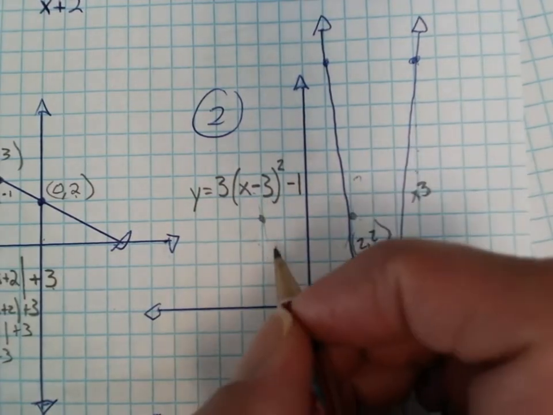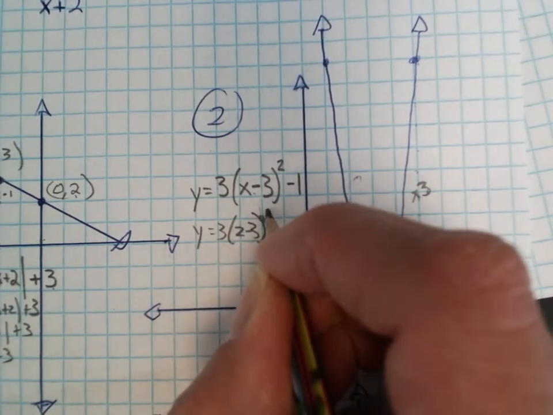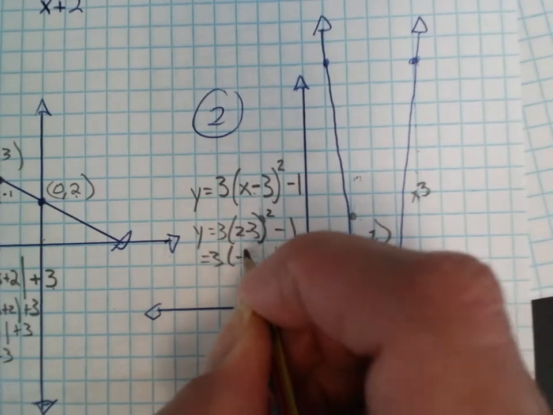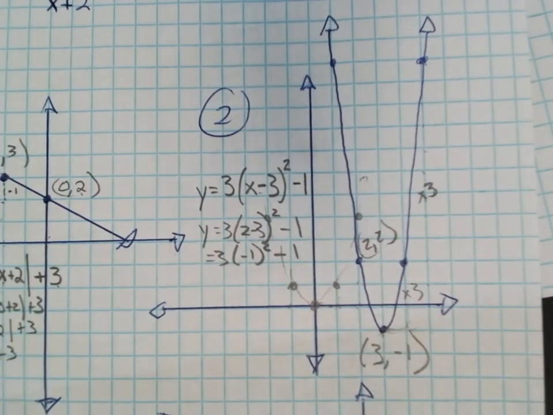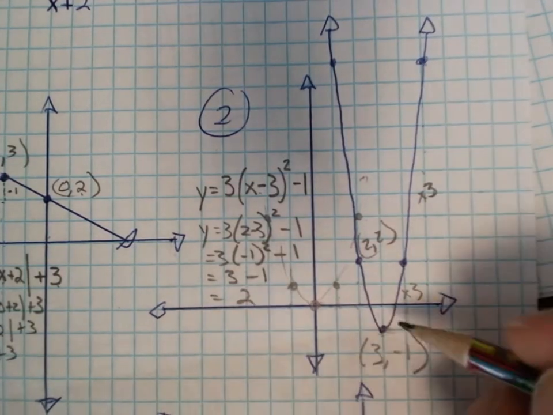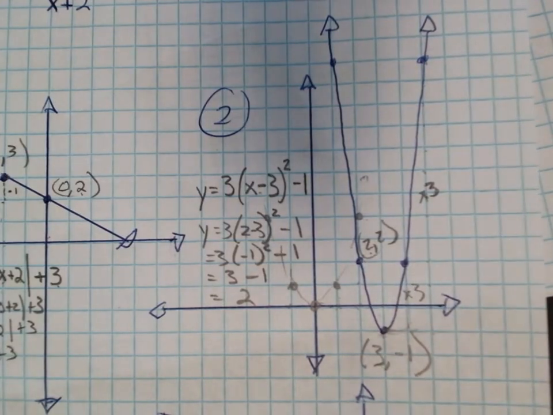Plug it in. So 3 times what's 2 minus 3 squared minus 1. Well, 2 minus 3 is negative 1 squared. Negative 1 squared is 1. 3 times 1 is 3. 3 minus 1 is 2. And look at that, 2, 2. It works. We did it.